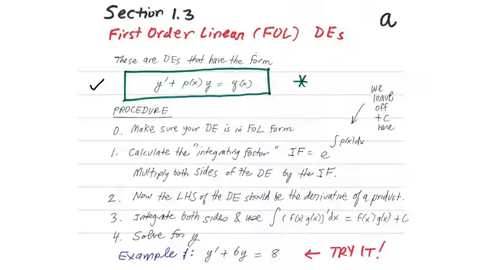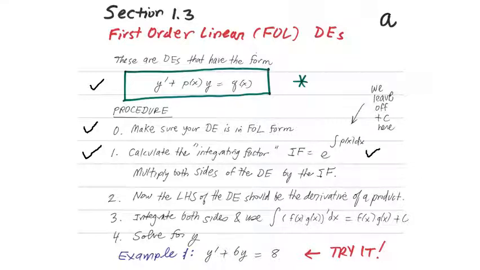As far as a procedure for solving first-order linear DEs, always make sure your DE is in first-order linear form. We'll look at a couple of examples where a little bit of rearranging is required. Then, if your DE is in first-order linear form, so you can identify the function p of x, the coefficient of y, then you can calculate the integrating factor using that formula, e to the integral p of x dx.